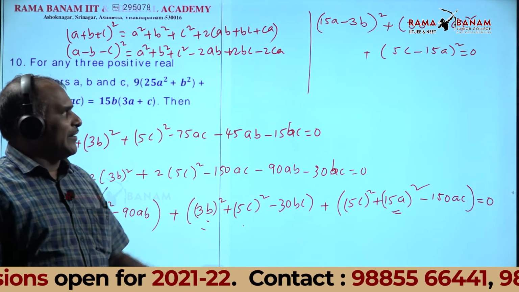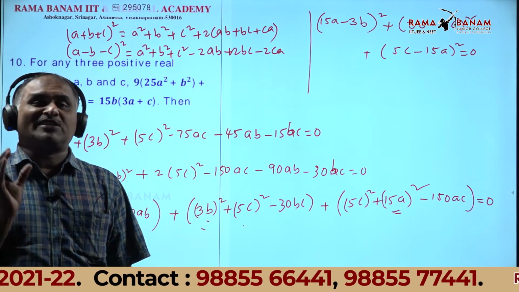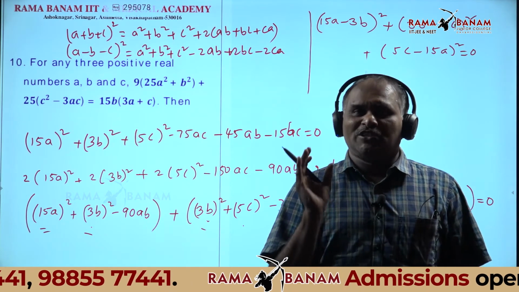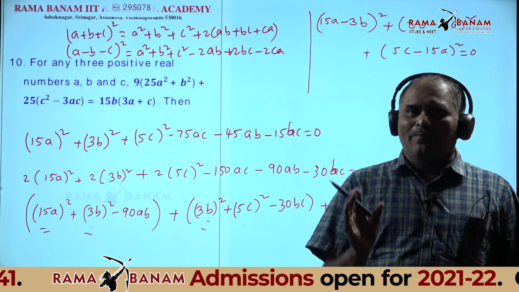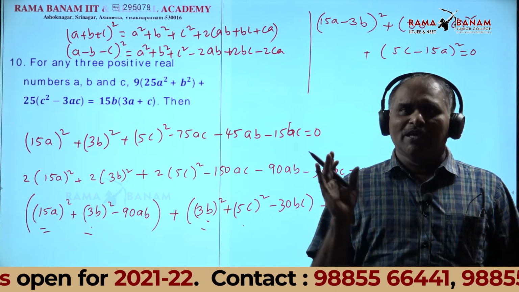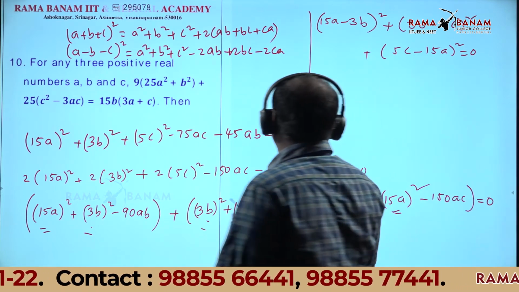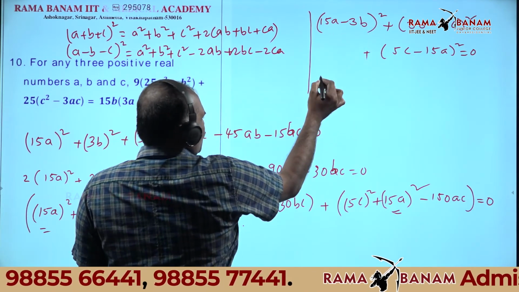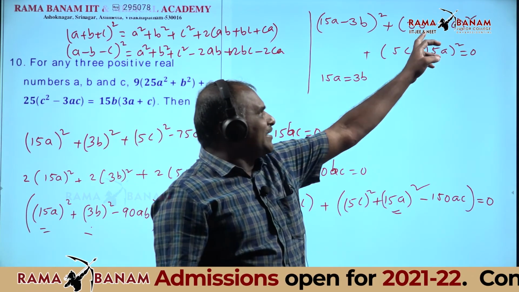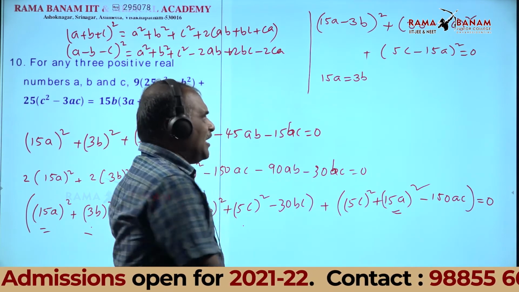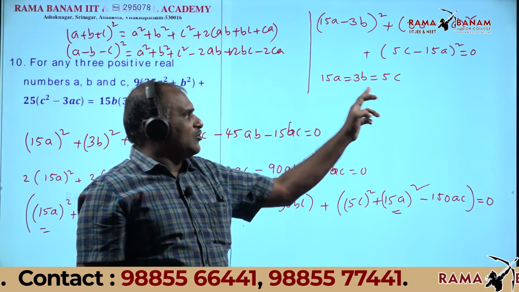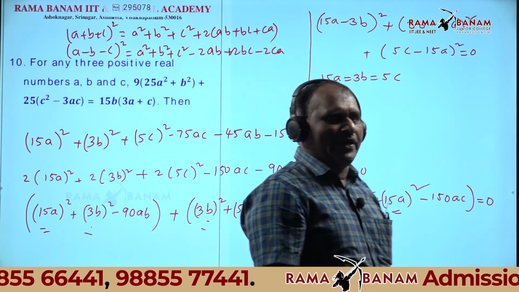Okay. In this one, observe, sum of perfect squares is equal to 0. That means each term should be 0. That is the property: sum of perfect squares is equal to 0 implies each term should be 0. Each term means first term equal to 0: 15A is equal to 3B. Second term also equal to 0: 3B is equal to 5C. Also 5C is equal to 15A. Understood this step?